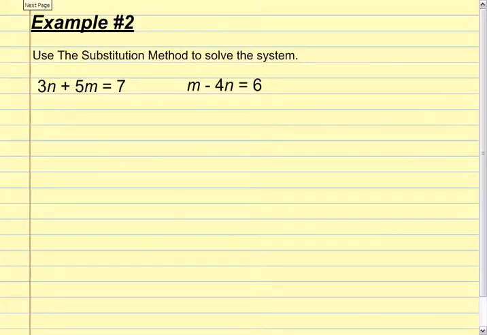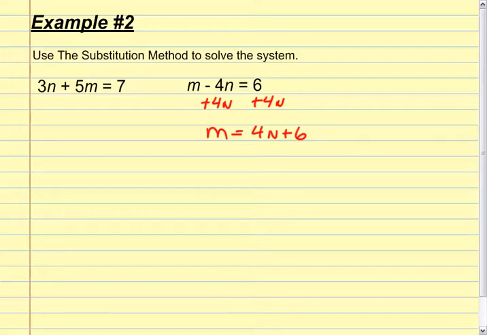All right. Number 2, use substitution method to solve the system. What should I do? Drew? So the easiest one to get by itself is the right one. You want to add 4n to both sides so that you can get m by itself. So Drew says that I need to add 4n to both sides, get m by itself, because that's the easiest one. So that gives us m is equal to 4n plus 6.